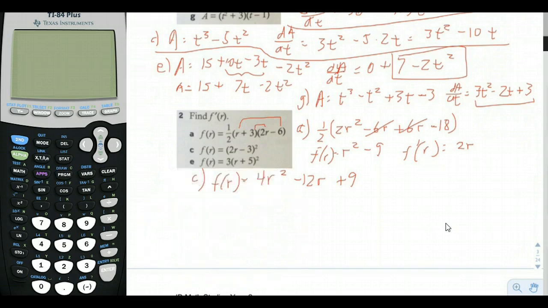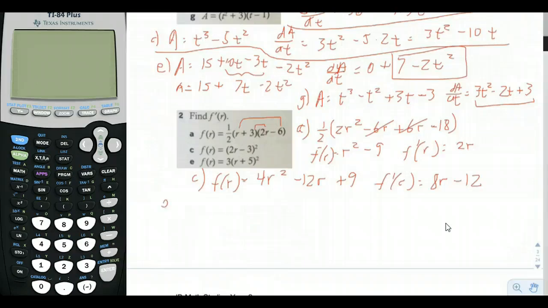All right, moving on. So when you take the derivative of this, the derivative of 4r squared is actually 8r. Okay, it's 4 times 2 times r, which is 8r. The derivative of negative 12r is negative 12. Okay, and the derivative of constant 9 is 0.